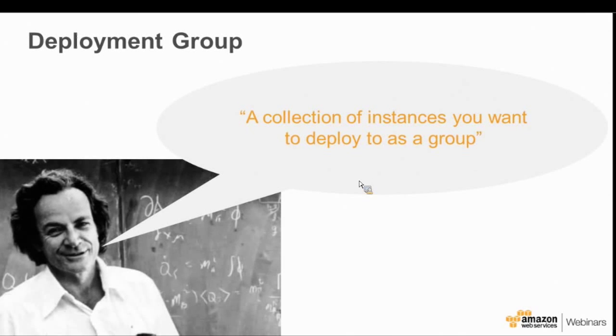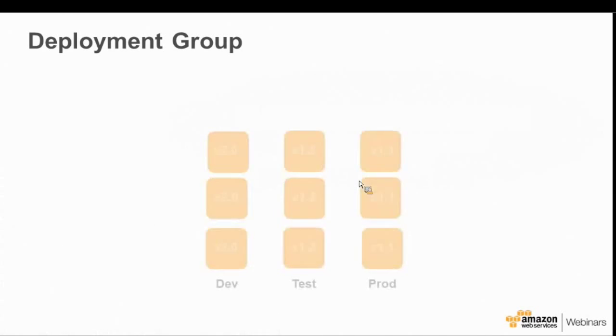So groups, deployment groups. The other concept we talked a little bit about when we were going through the web page was this concept of a group. So now Mr. Feynman will help me out with this one. This is a much easier concept, I think, to define. A deployment group is a collection of instances you want to deploy to as a single group, as a single entity. So for our cases, we can define deployment groups in a couple different ways.